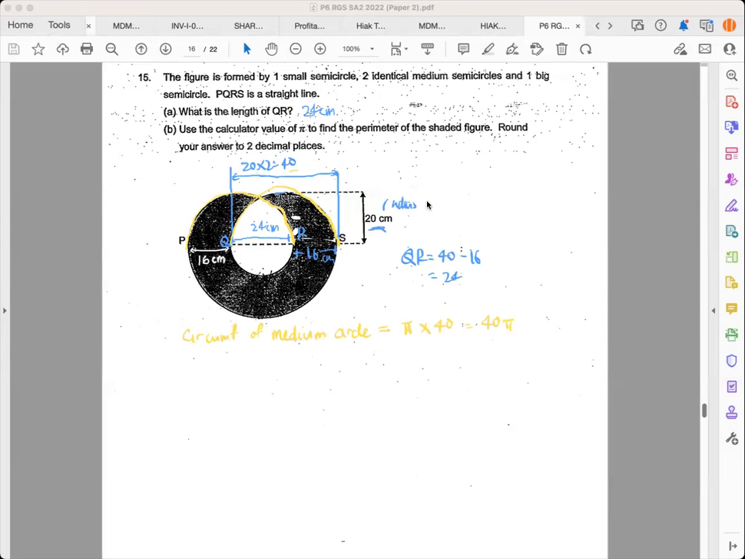Now let's find out, okay, the perimeter also consists of this, which is the circumference of a small semicircle. Circumference of the small semicircle will equal half times pi times diameter of the small semicircle, which is 24. So that gives you 12 pi.